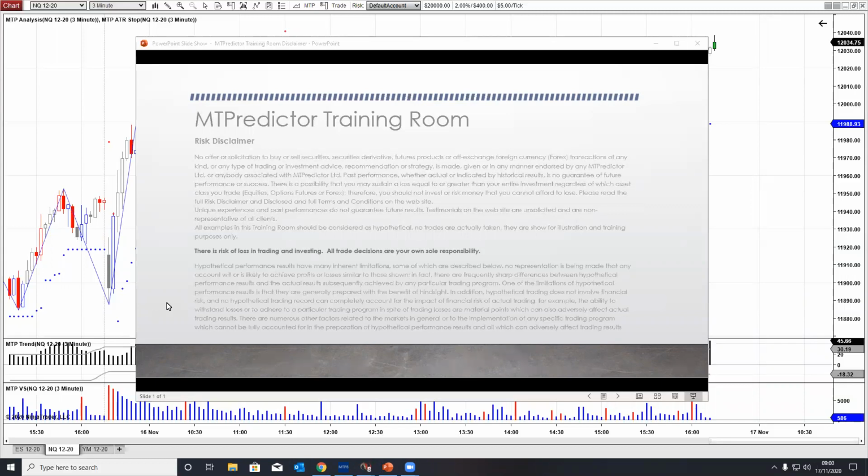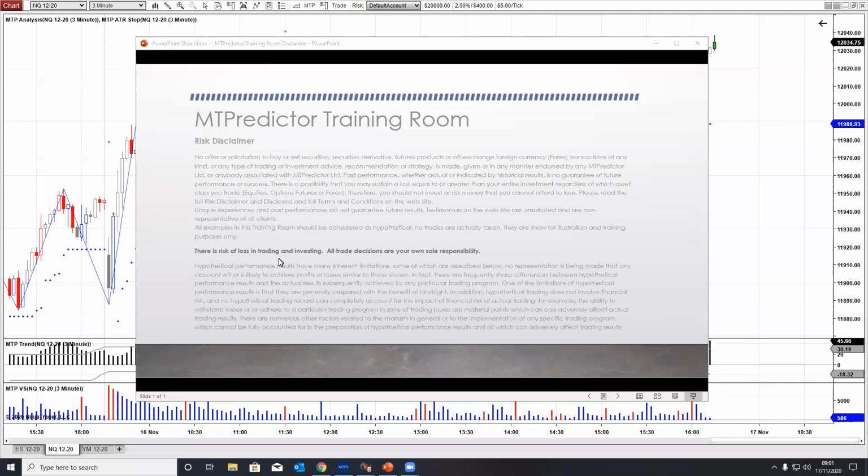Right, so just to remind you all that all examples in this training room should be considered as hypothetical. No trades are actually taken. They're just shown for illustration and training purposes only. Remind you there's a risk of loss in trading and investing. Put another way, all professional traders know and understand, but more importantly, accept that losing trades can and will and do happen. Doesn't matter what trading approach you take, there always will be some losing trades.